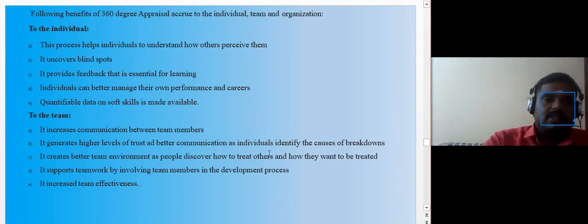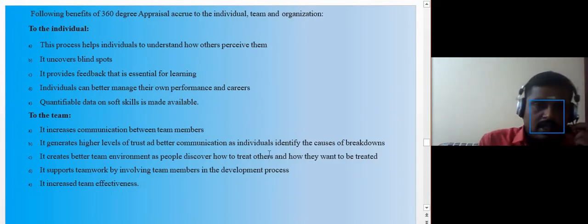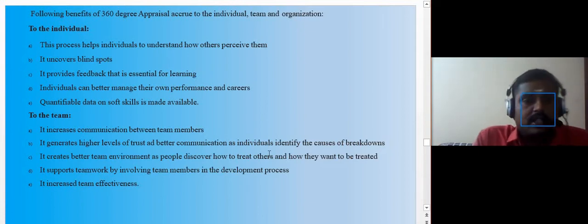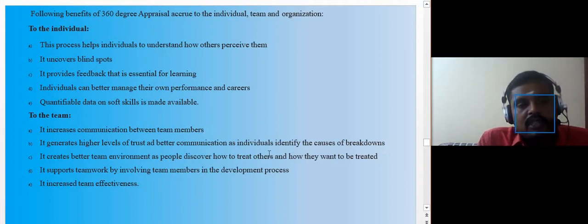The following benefits of 360-degree appraisal accrue to the individual, team and organization. To the individual and to the team, we'll discuss one by one. This process helps individuals to understand how others perceive them. It uncovers blind spots. It provides feedback that is essential for learning. Individuals can better manage their own performance and career. Quantifiable data on soft skills is made available.